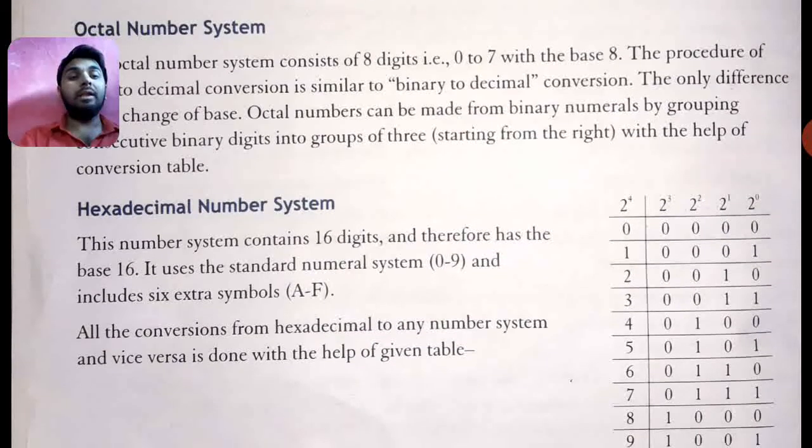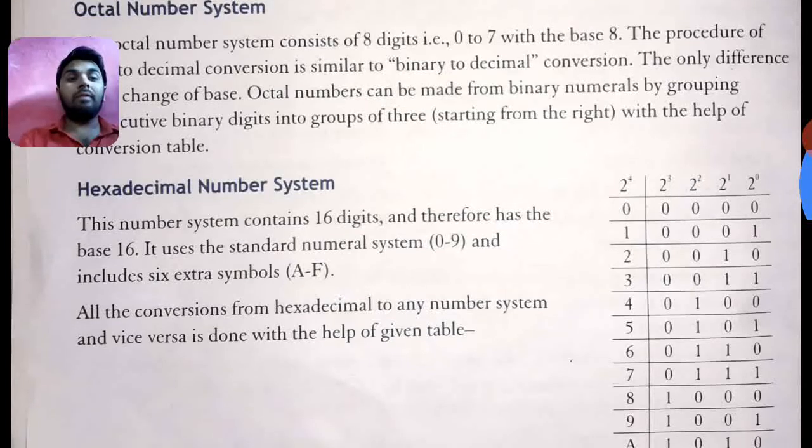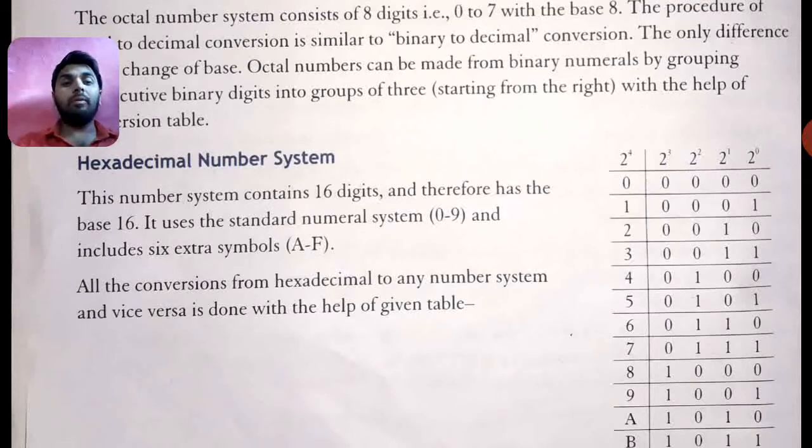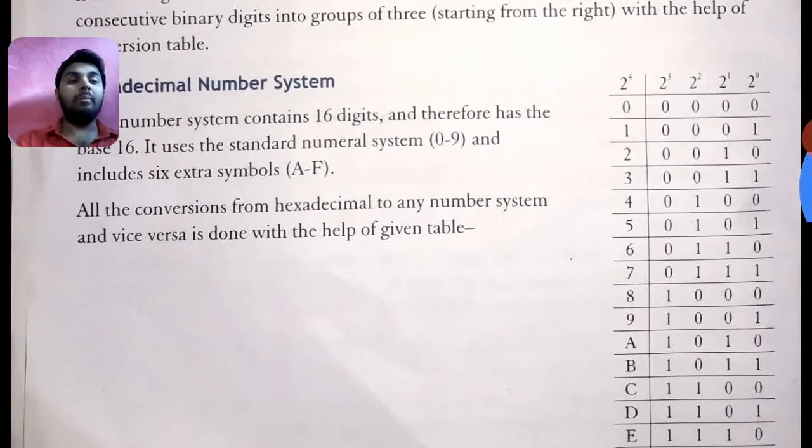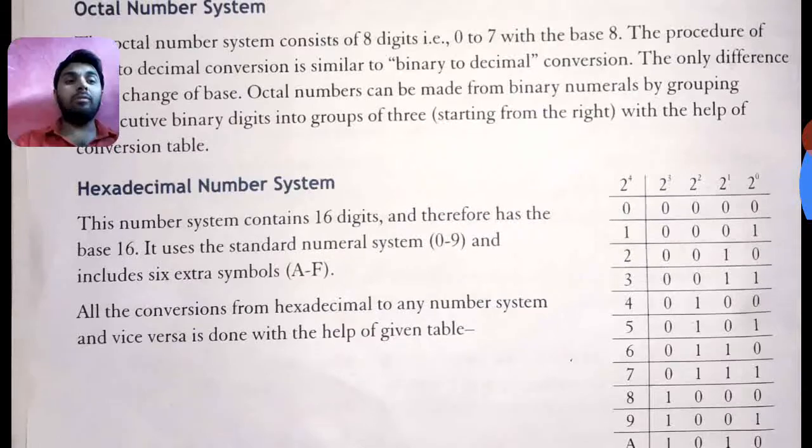Now see the hexadecimal number system. This number system contains 16 digits. Hexadecimal में कितने digit हैं? 16. And therefore, as the base is 16, it uses the standard numeral system 0 to 9 and includes 6 extra symbols, A to F. All the conversion from hexadecimal to any number system and vice versa is done with the help of the given table. This is the given table we will see while solving the conversion.